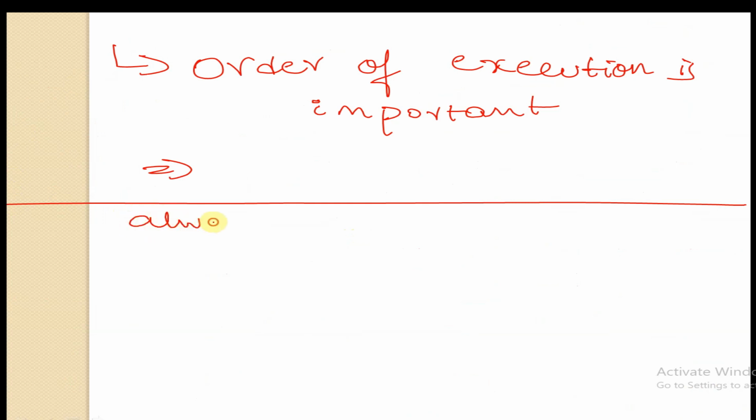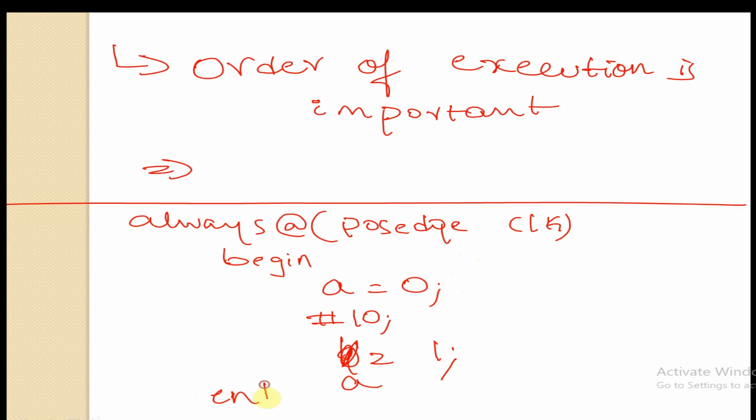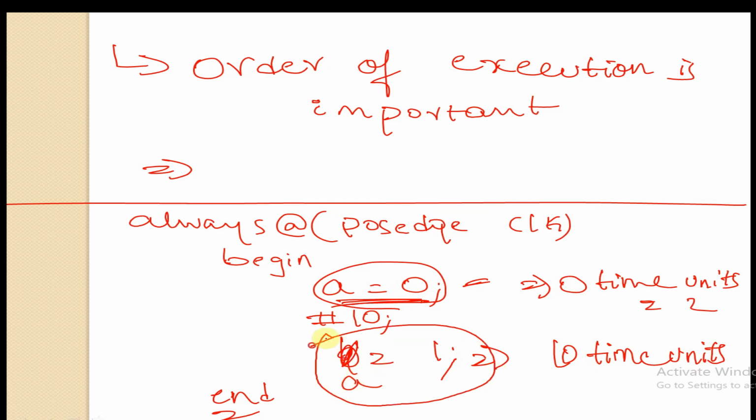So always at the rate posedge of clock begin. I will assign a is equal to 0, hash 10, b is equal to 1, or else I will assign a is equal to 1. So here what happens, the value of a will be equal to 0 at 0 time units, and the value of a will be equal to 1 after 10 time units. So only after statement 1 gets executed, then statement 2 is executed after 10 time units.